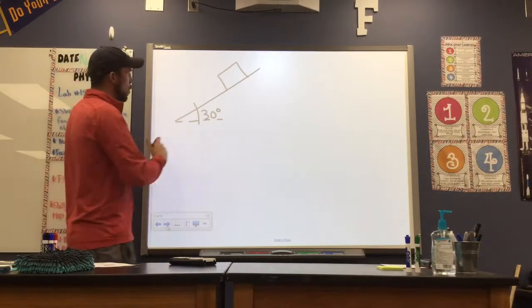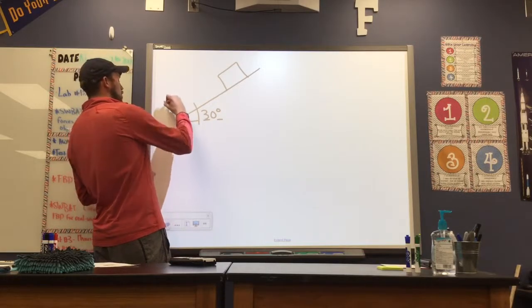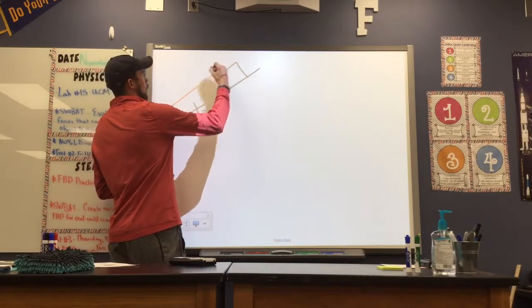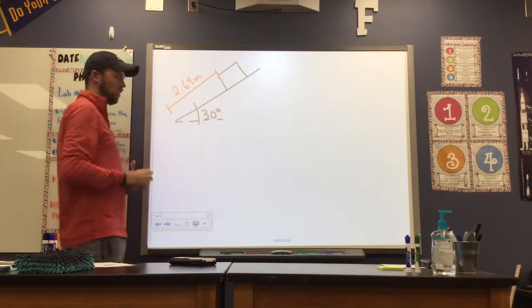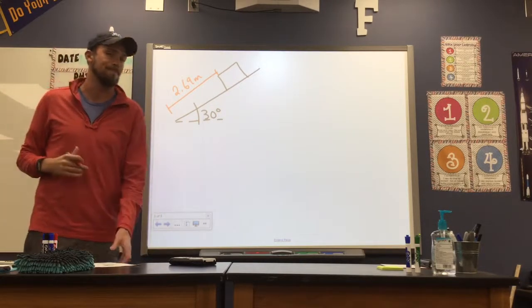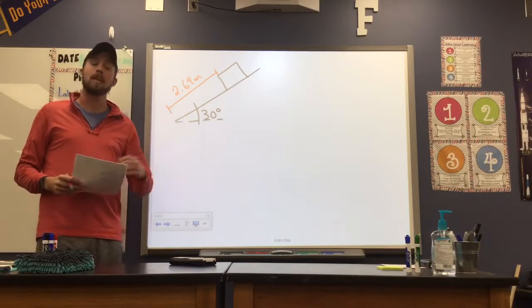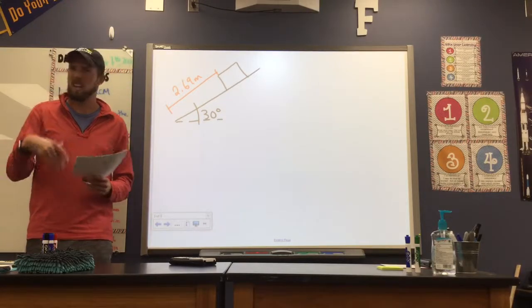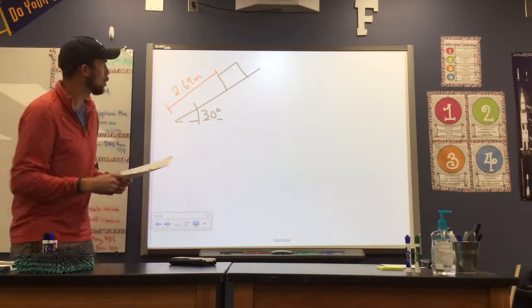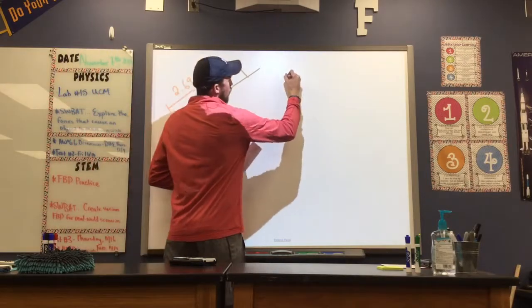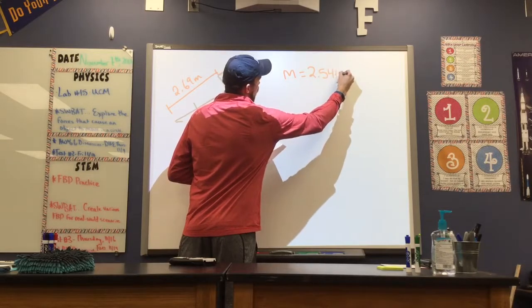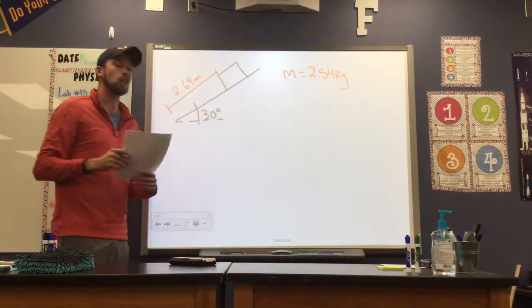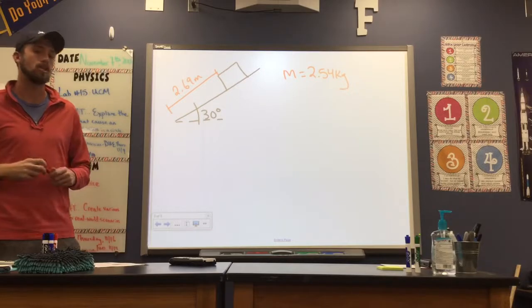You're also told that your object is a certain distance up the plane. My value is about 2.69 meters, and it's just telling me how far up the plane I am. Now that's not going to come into play in this problem, but it will in a future problem. We're also told the mass of our object, I'll write this over here, is a little over 2.5 kilograms. So what the question's asking us for is an acceleration value.